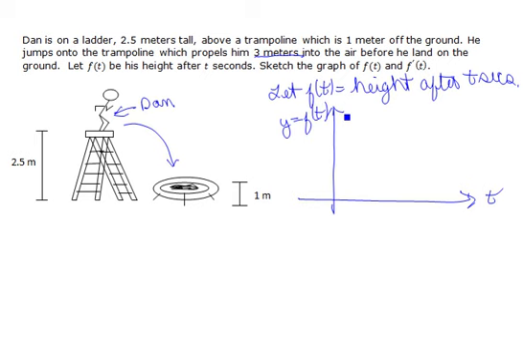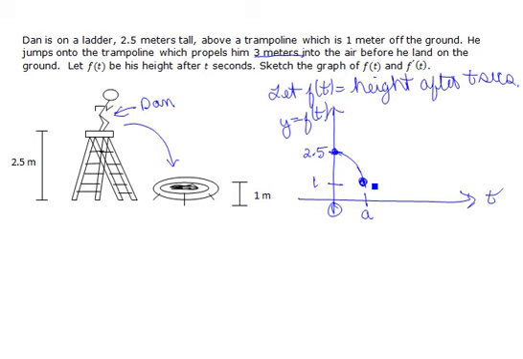At the start, Dan's going to be up here at the top of the ladder, so he is at a height of 2.5 meters at time 0. That's where he's starting. He's going to jump off the ladder, and his height is going to drop as he jumps, and at some point he's going to land on that trampoline, which has a height of 1 meter off the ground. Now, I don't know exactly when that's going to happen. Let's just call it time A.